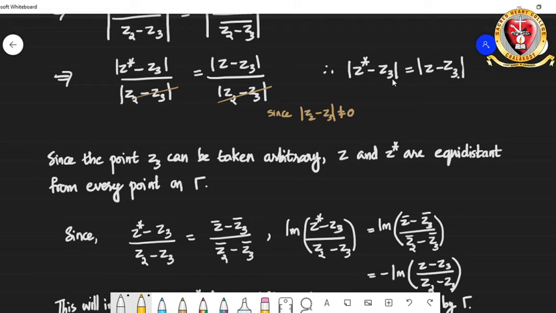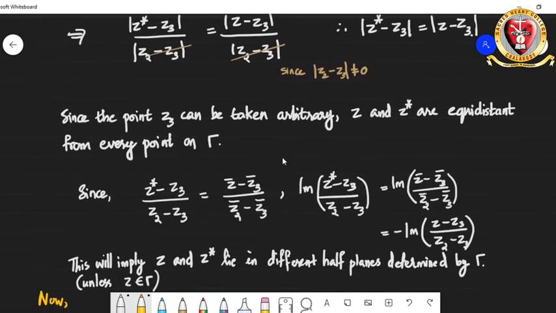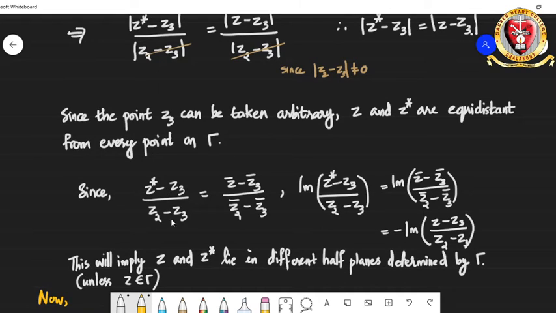This z3 is an arbitrary point which we took, right? So z and z star will be equidistant from every point on gamma, because instead of z3 we can take any point on gamma. Now, from the earlier steps, we had obtained (z star minus z3) divided by (z2 minus z3) is equal to ((z minus z3) divided by (z2 minus z3)) the whole bar. From that, we get this.